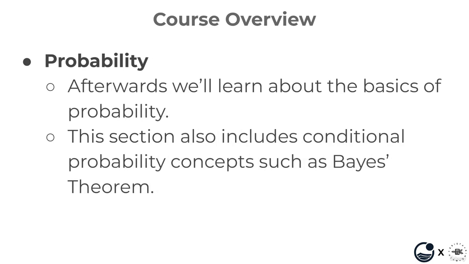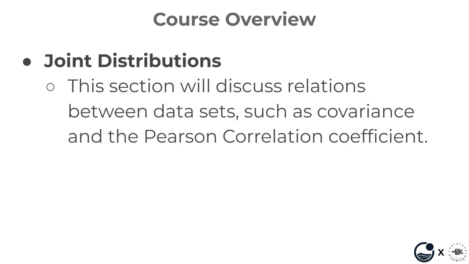Then we move on to probability, and we talk a lot about the basics of probability in this section, but we also include things like conditional probability, such as Bayes' theorem. This is a pretty big section of the course. Then we move on to talking about things like distributions. Our very first discussion is about joint distributions, talking about the relationships between data sets. So we talk here about concepts like covariance and the correlation coefficient.